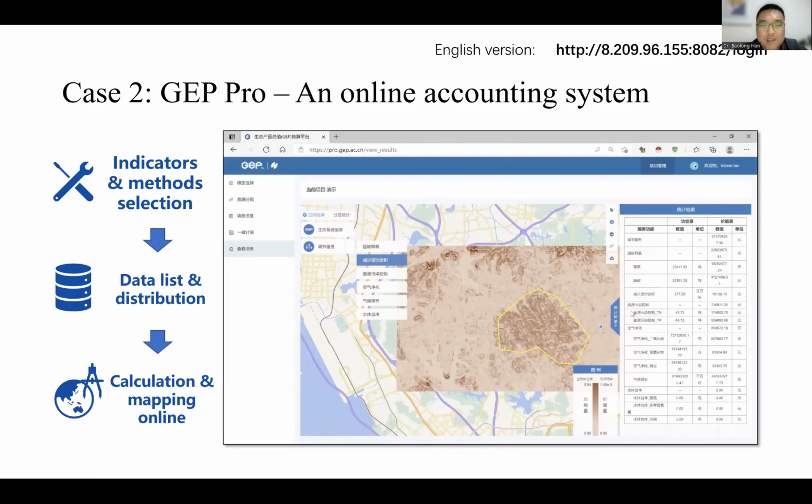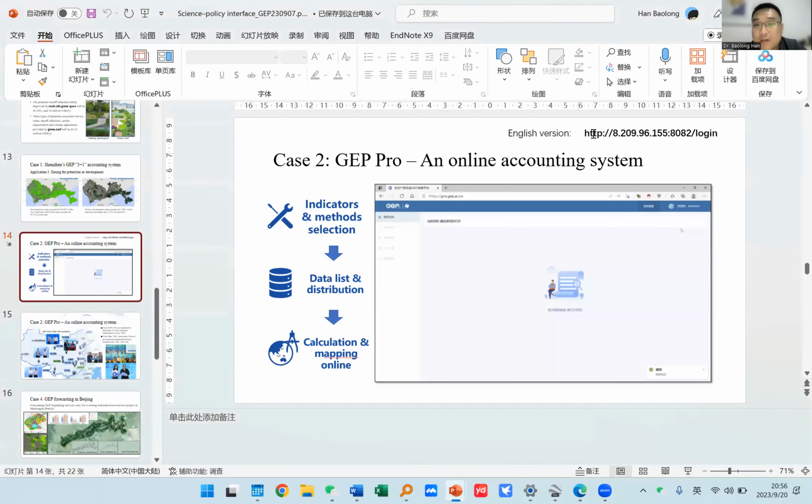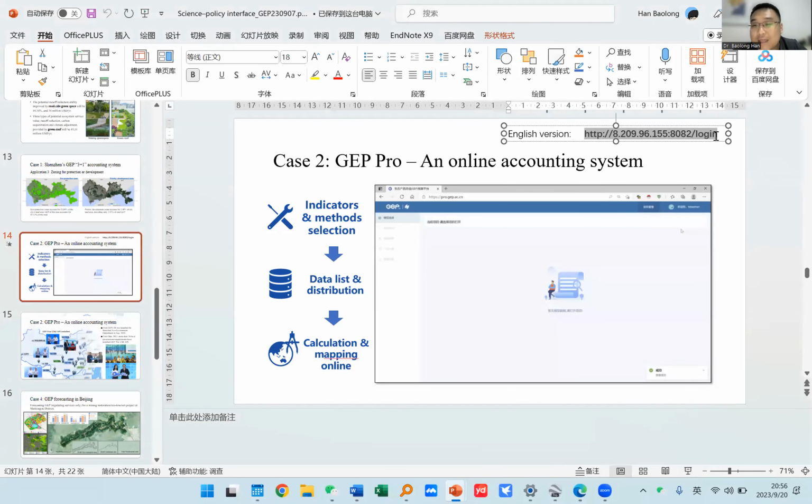But for small cities, such as Shenzhen, which is almost one third of Beijing, it takes 1 or 2 days to run the GEP for whole cities. Yeah, so that's the GEP accounting system. Yeah, we still have an English version online, but it's still on the beta test. I will try whether we can open it.